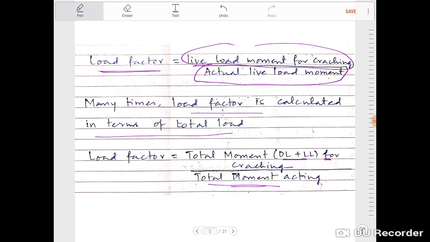Now whenever it is asked in the exam to write down the load factor, you will have to calculate the load factor on both bases. So it is not like you only have live loads. Okay, you can find the load factor based on the total load also. So you'll have to find out these two things, the load factor based on these two criteria. Number one is based on live load only, number two is based on dead load plus live load. Okay, so this is our load factor.